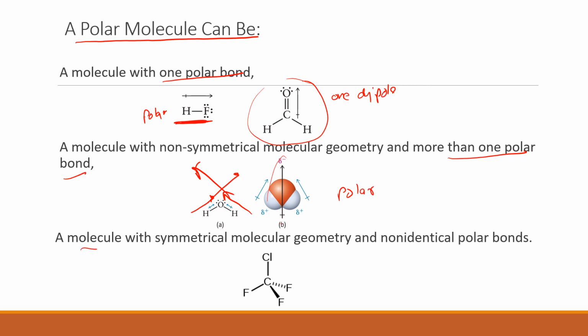And finally, a molecule with a symmetrical geometry but non-identical polar bonds. In that case also the molecule will be polar. Why? Because these dipoles are non-identical. So the CCl dipole is different because the electronegativity values are not the same. So this dipole will not be able to cancel the other dipoles because they are not identical. Remember, only identical dipoles cancel each other out. Hence, in that case also, a molecule will be polar.